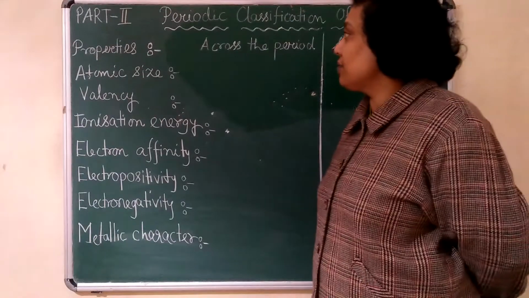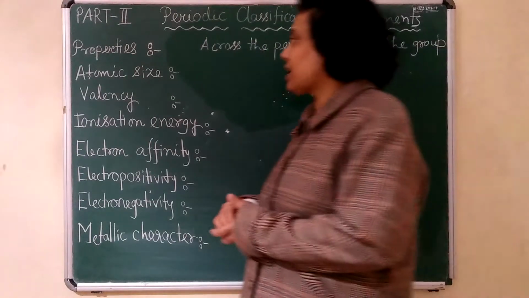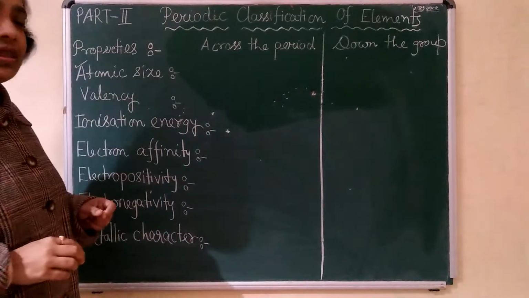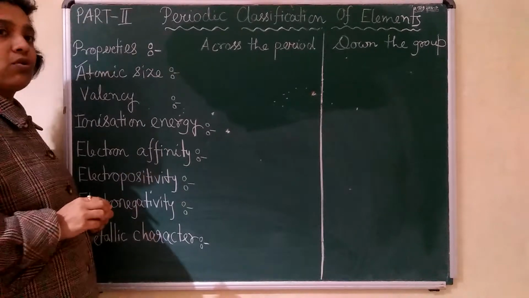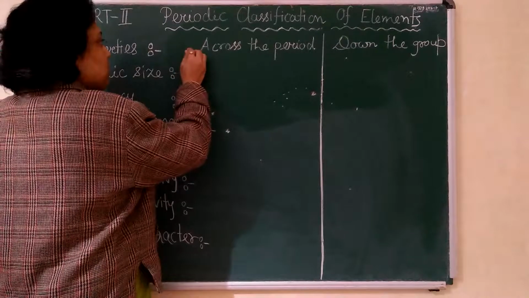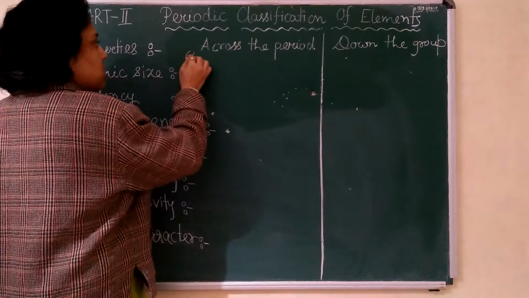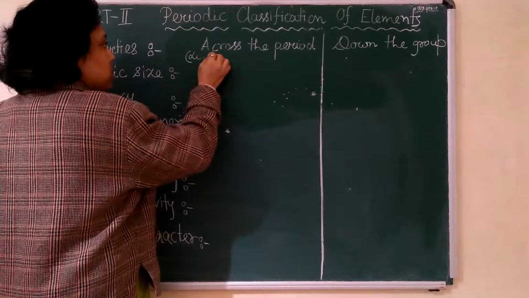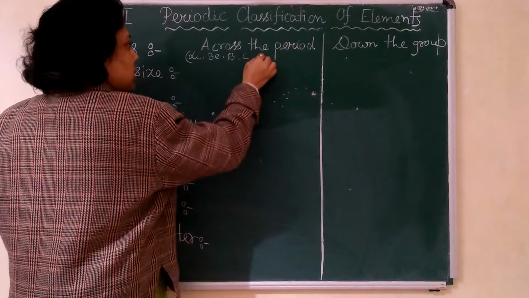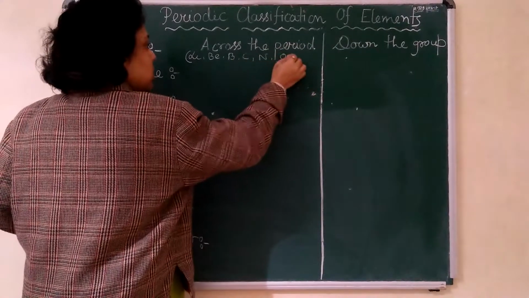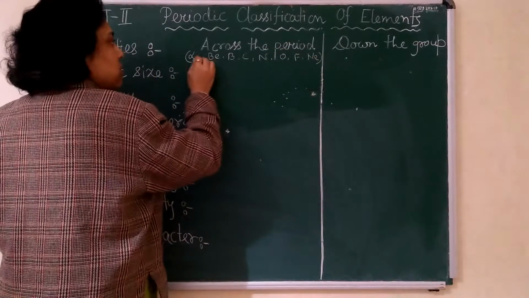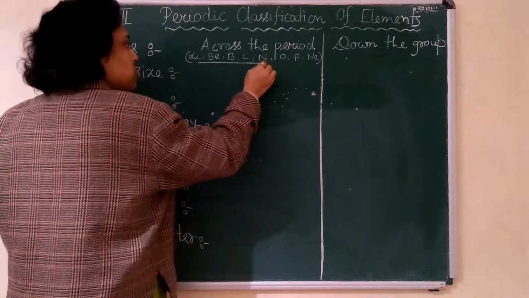Okay. So let's start with the first topic, atomic size. Now what will happen when you go across the period? Across the period means if you consider the second period, which are the elements? Lithium, beryllium, boron, carbon, nitrogen, oxygen, fluorine and neon. These are the elements across the period.